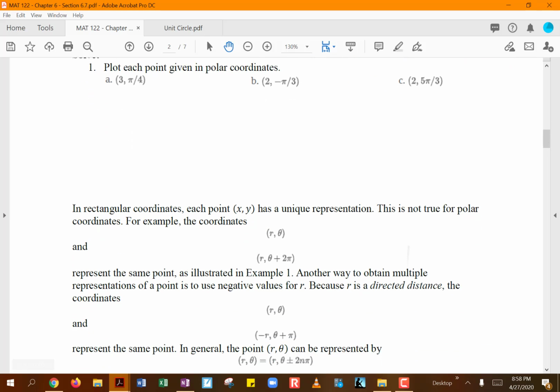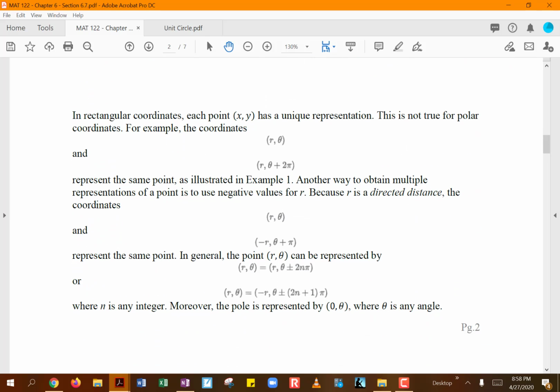Okay, alrighty, so now let's go back over here. So we are saying in rectangular coordinates, each point x and y has a unique representation, right? Because if you have different values for x and y, it's only going to direct you to one point. So basically the idea is, if you have a point 2, negative 3, it's not going to be the same as the point 2, positive 3, right? Because each of these points will give you a unique representation. That is what they're talking about.